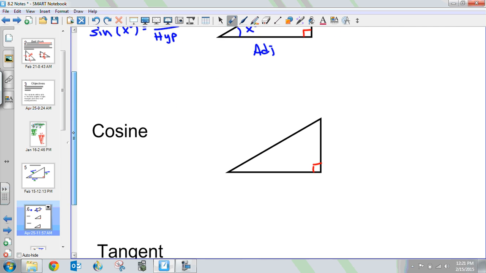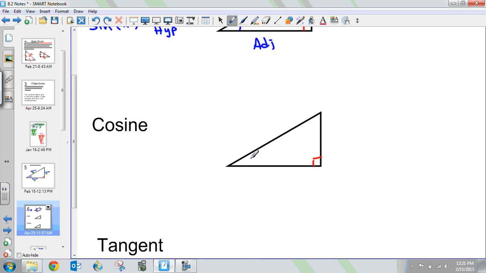Then I can come down to cosine, and I can call this angle x as well, call this the opposite side, call this the adjacent side, and then call this the hypotenuse. If I were to take the cosine of some angle x degrees, I would get the adjacent side divided by the hypotenuse.